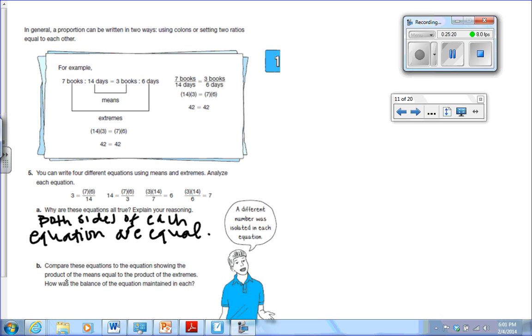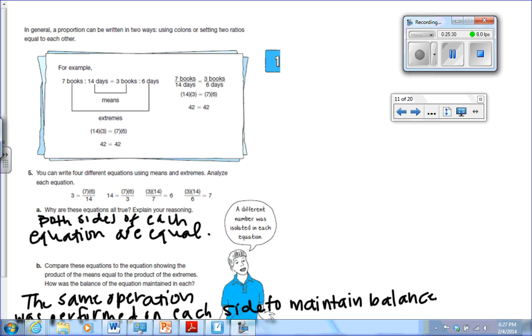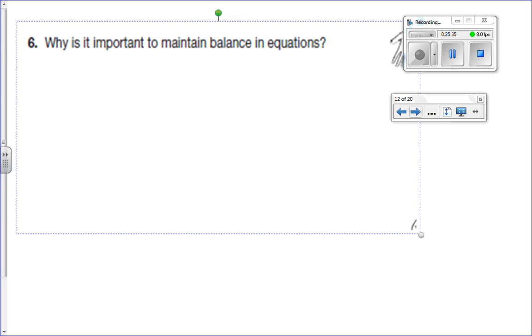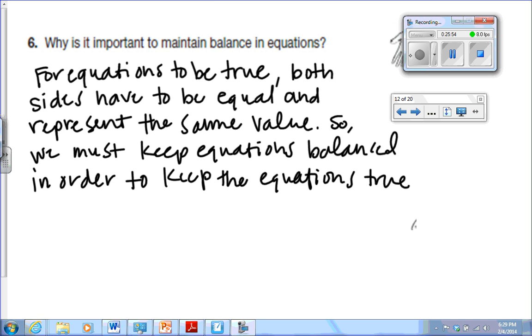Compare these equations to the equation showing the product of the means equal to the product of the extremes. How is the balance of the equation maintained in each? Go ahead and check yourself, and then we're going to move on. Why is it important to maintain balance in equations? I want you to think about that. We've talked a whole lot about equations and inequalities, but this problem is specifically talking about equations. I want you to think about it and then come back and check yourself.